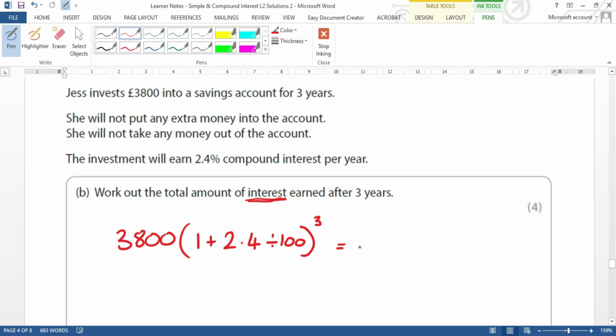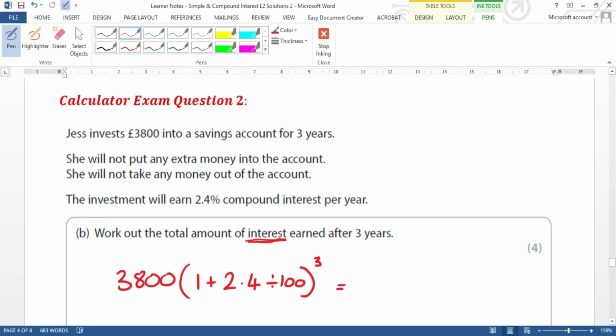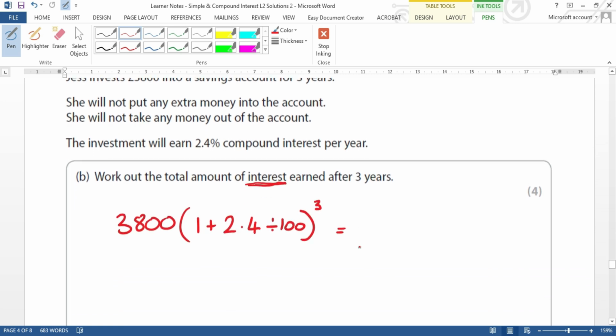Okay, so it starts off the same as before. Because it's on the calculator paper, I'm going to use my calculator. 3,800. Open brackets, 1 plus 2.4%. Close my brackets, to the power 3. That gives me £4,080 and 22 pence to the nearest pence. Yep. If you've rounded it correctly, that's what you should get.